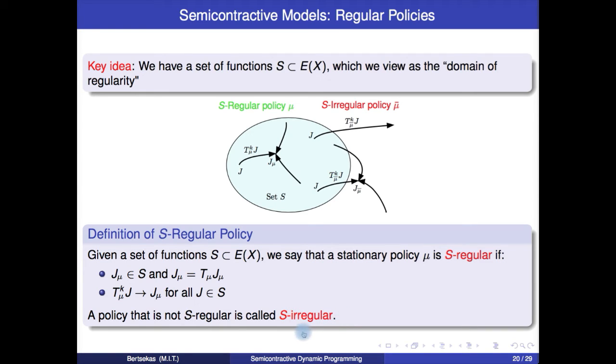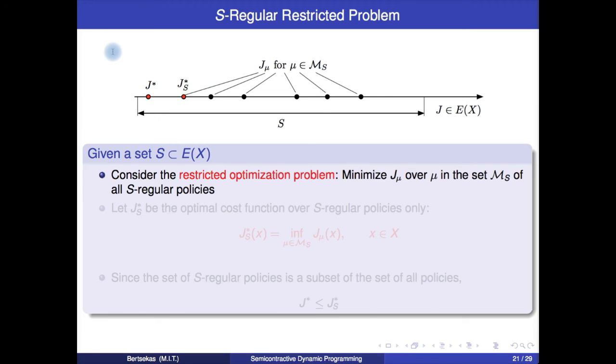And we will now proceed to discuss the basic properties around S regularity. A key idea in semi-contractive dynamic programming is to consider a restricted optimization problem whereby we optimize over the set of S regular policies. So we consider this problem, minimize J sub mu over mu in the set M sub S of all S regular policies, and we call J sub S star the optimal cost function of that restricted problem.